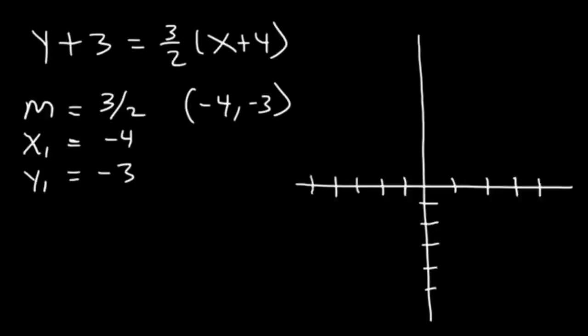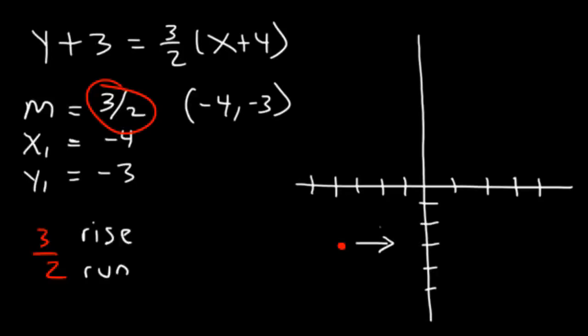The first point is at (-4, -3). And the slope is 3 over 2. 3 is the rise, 2 is the run. So we're going to travel 2 units to the right, and we're going to go up 3 units. So the next point that we're going to get is (-2, 0). X is negative 2, y is 0.